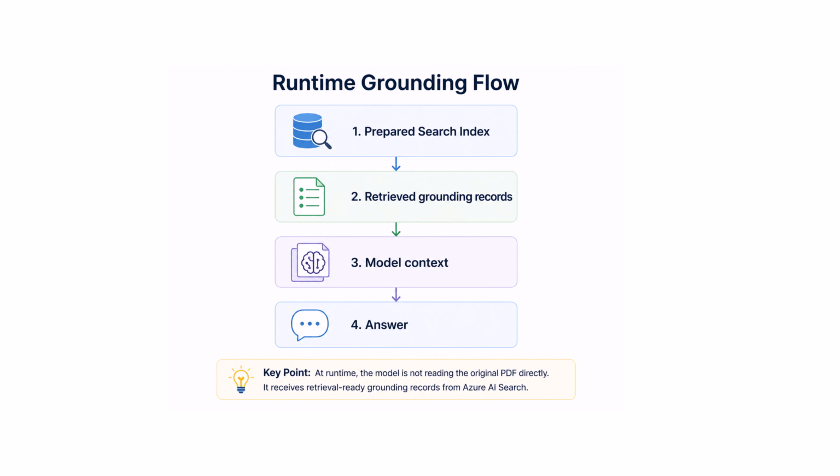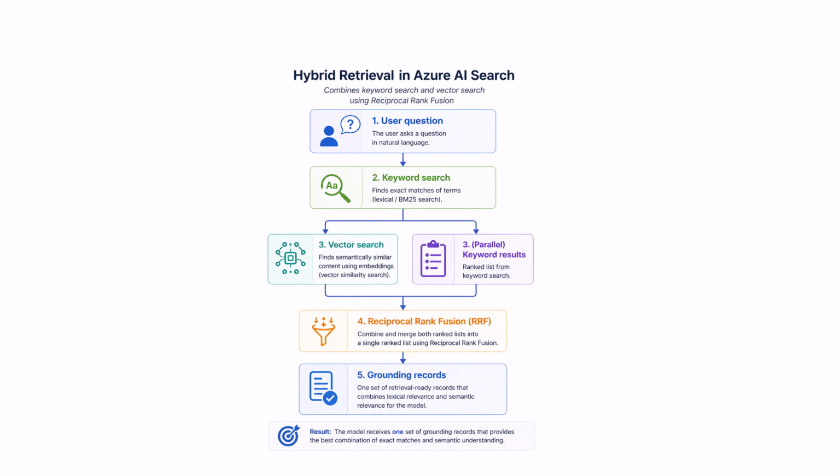Once the documents are indexed, we move to the runtime part of the application. The user asks a question in the web UI. The web UI sends that question to the demo API. The demo API sends a hybrid retrieval request to Azure AI Search.